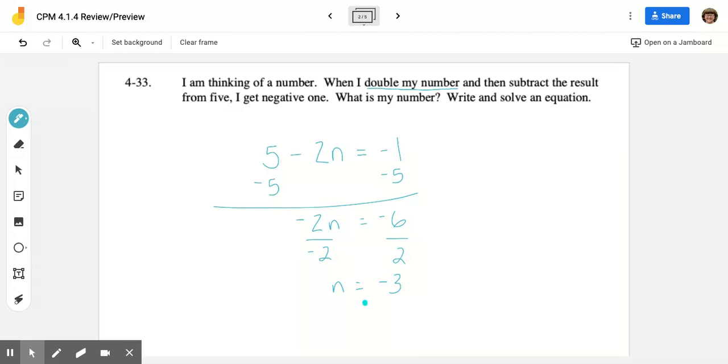I want to make sure that I've got that right. So I'm going to double my number. So when I double negative 3, I get negative 6. I'm going to subtract that from 5. So 5 minus 6 is negative 1. So that is the correct answer.